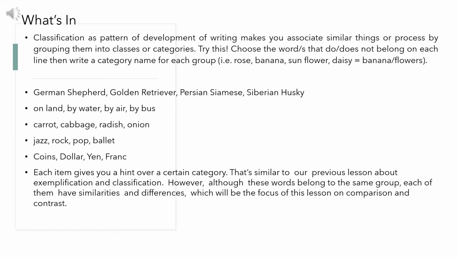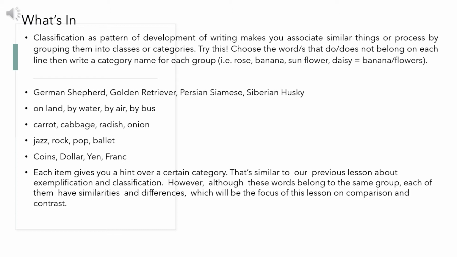We have here German Shepherd, Golden Retriever, Persian, Siamese, Siberian Husky, which equals cats slash dogs. Why cats? Because we are aware that Persian and Siamese are types of cats, breeds of cats, and the rest of the words there are all breeds of dogs. Okay? Next: on land, by water, by air, by bus, which equals vehicle slash means of transportation, or type of vehicle slash means of transportation.